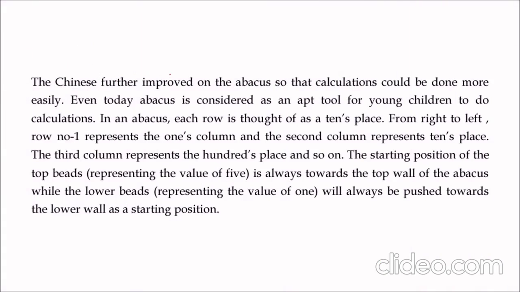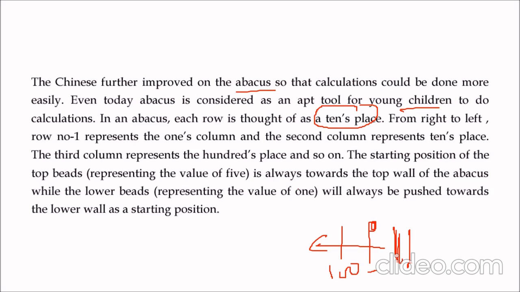The Chinese then further improved this abacus. Even today, young children use it for calculation. Each row is thought of as a place value, and from right to left, row number 1 represents the ones column, the second column represents the tens place, the third the hundreds place, and so on. The starting position of the top beads, representing the value of 5, is always towards the top wall of the abacus, while the lower beads, which represent the value of 1, will always be pushed towards the lower wall at a starting position.